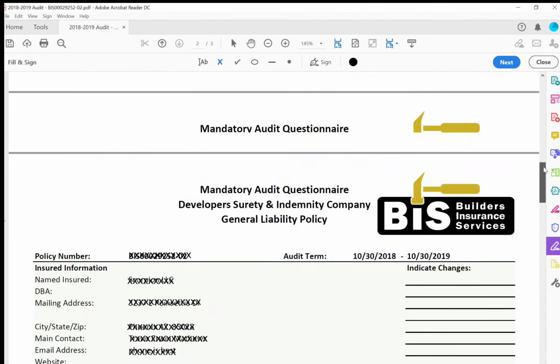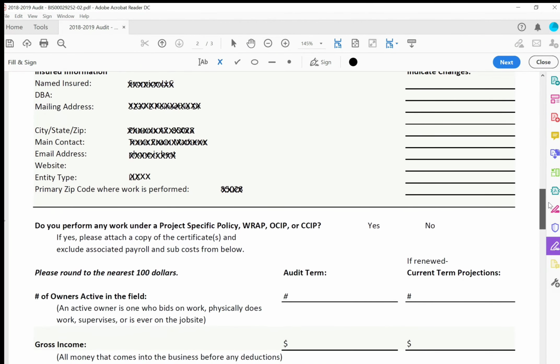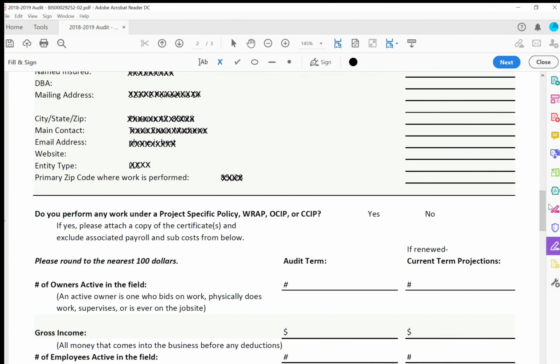Most of the general liability policies are auditable. So if at the end of the year you did less work than you anticipated, you're going to get money back. If you did more work than you anticipated at the beginning of the policy period, then you're going to owe. So it's important, again, to have the right type of insurance policy.